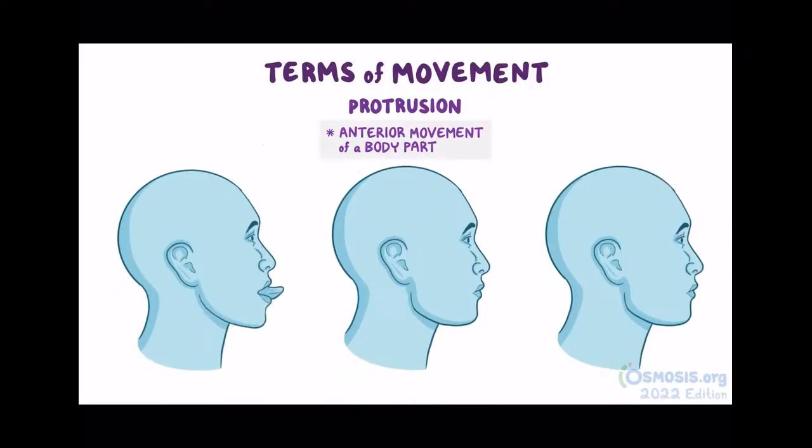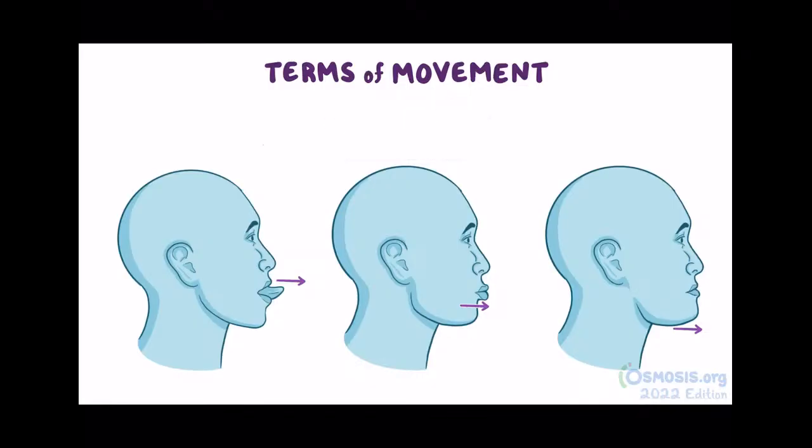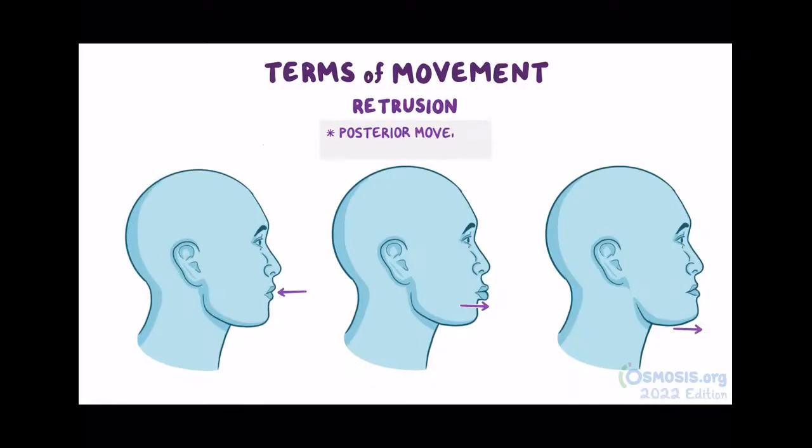Moving on, protrusion refers to an anterior movement of a body part, like when you stick out your tongue. Protrusion can also be done by the lips and the mandible or lower jaw. Conversely, retrusion is the posterior movement of the tongue, lips, or mandible.